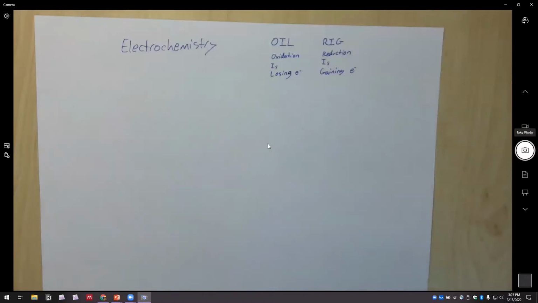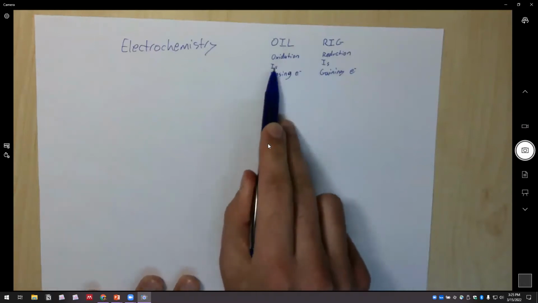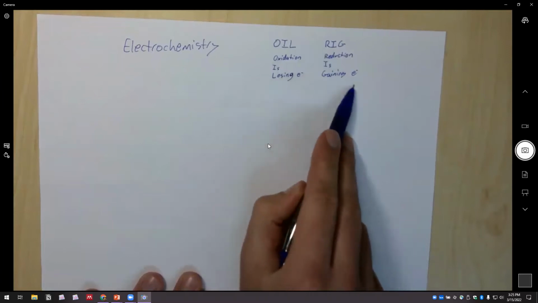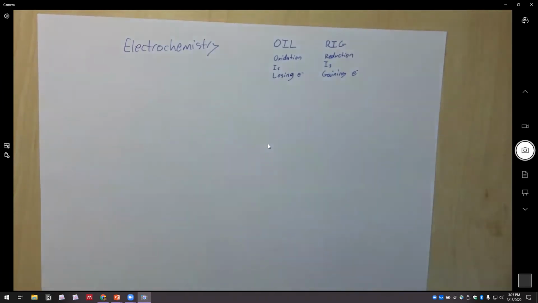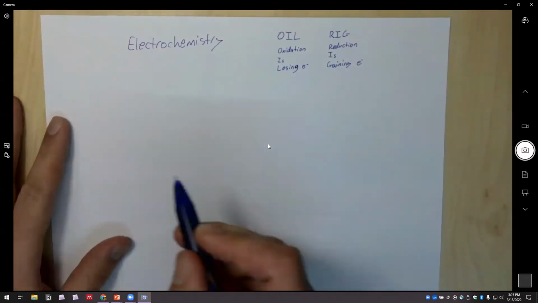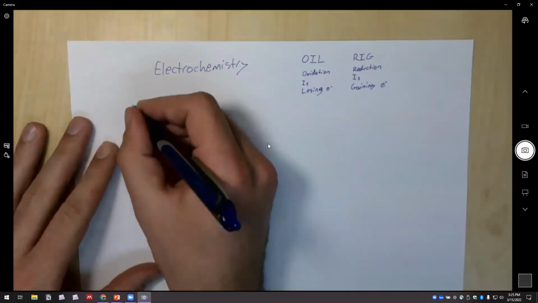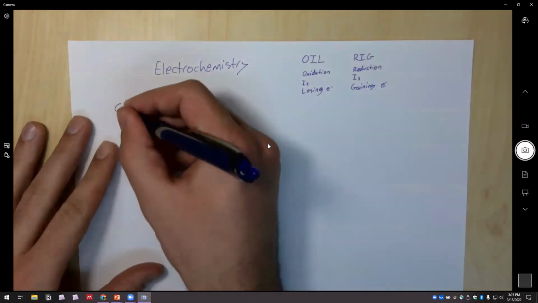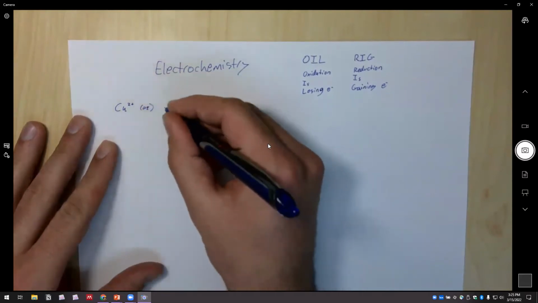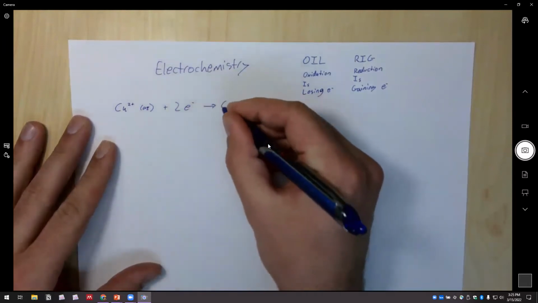Now, our mnemonic for electrochemistry is, of course, OIL RIG, where oxidation is a process that involves losing electrons, and reduction is a process that involves gaining electrons. Throughout lab today, you'll be working with different metals, both in their cation form and in their solid form. One example of an electrochemical reaction would be conversion of copper 2+ in aqueous solution, having this copper pick up 2 electrons to form solid copper.